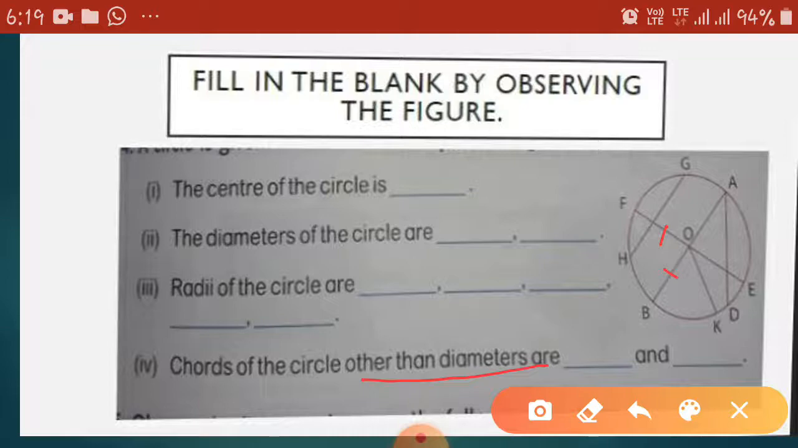Every chord is not a diameter, and the diameter is the longest chord of the circle.